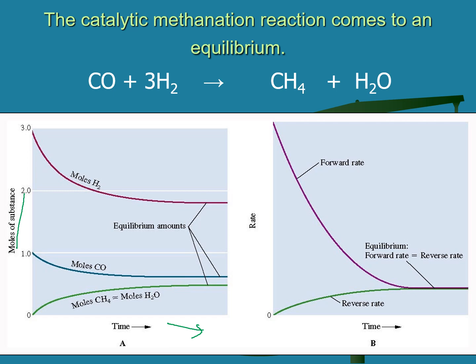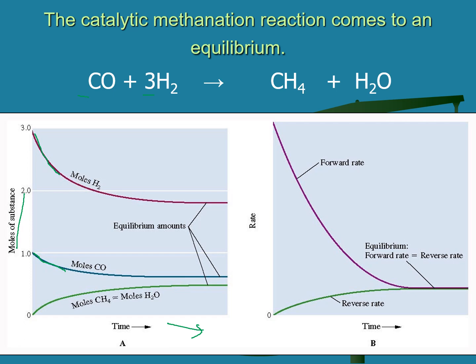So notice that, in this case, they happen to start with 3 moles of hydrogen and 1 mole of CO, and of course 0 of the 2 products. And so the H2, the concentration starts to decrease over time because it's getting used up. The same thing happens, the carbon monoxide starts to decrease because it's getting used up. One thing you might notice is that the moles of H2 are going down faster than the moles of CO because it's a 3-to-1 ratio.